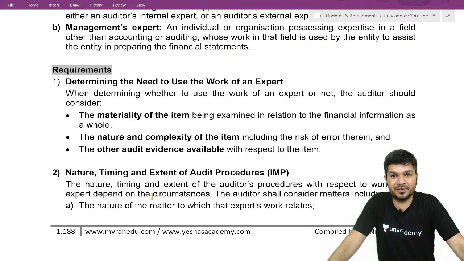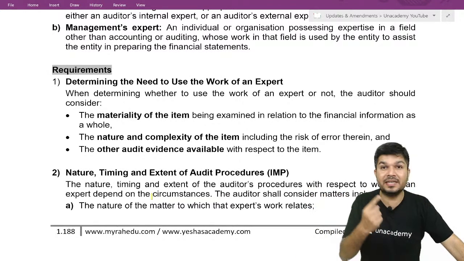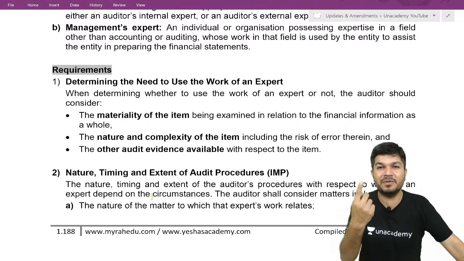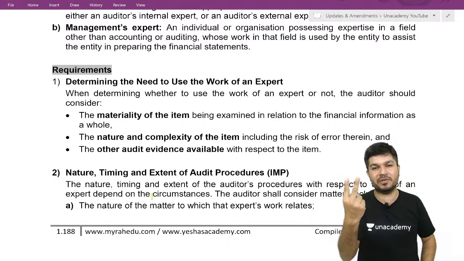Fast. When do I need an expert? Is the item complex or simple? Sir, complex. So one, it depends on whether I need an expert or not depends on the nature and complexity of the item. Tell me, for material items, will you take the help of an expert, or for immaterial items? Sir, material.